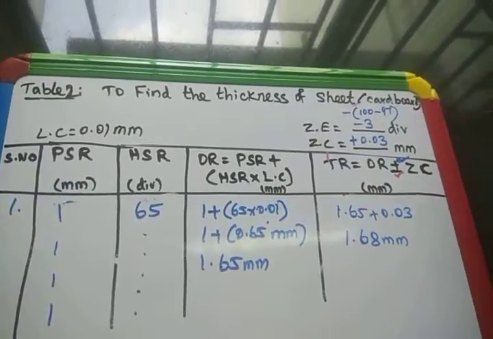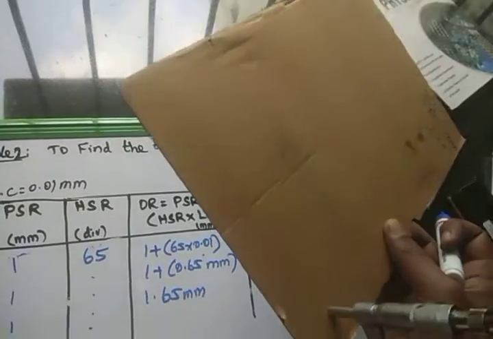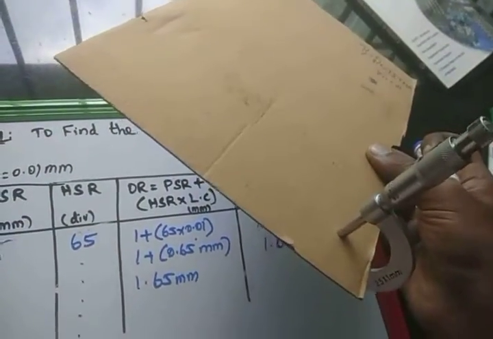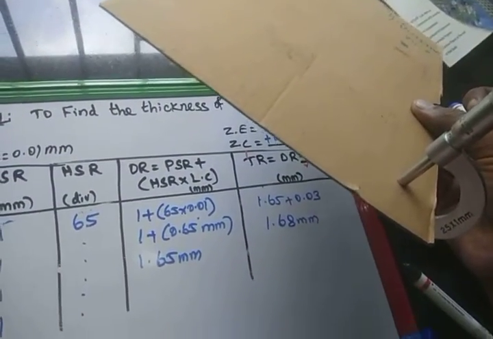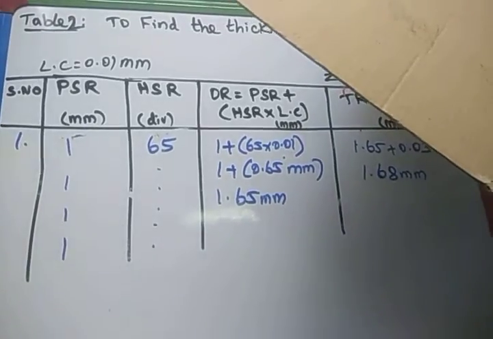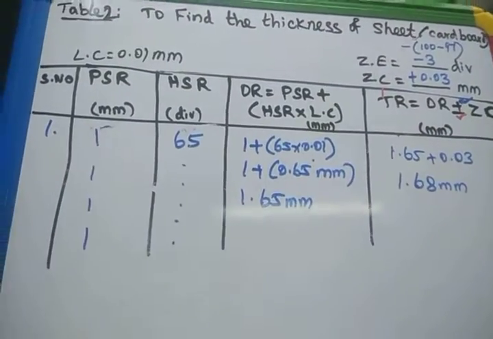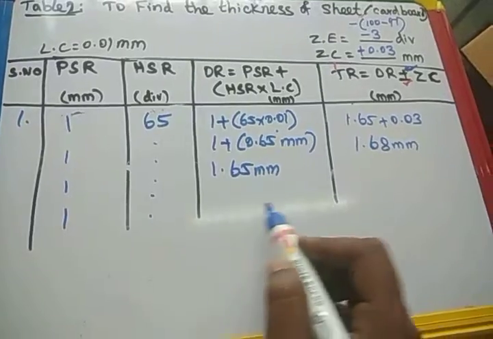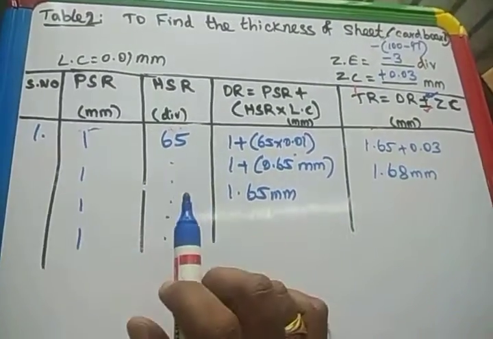So here in our experiment, we are taking a uniform thickness cardboard sheet. So this cardboard sheet thickness will be equal, only small changes in the HSR reading. I will take the reading and show it to you. So you copy that reading. So you know how to take the reading.